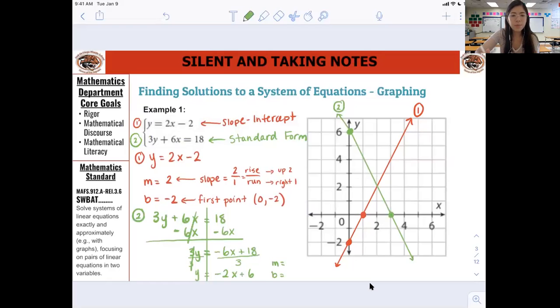So what is my slope? What is my y-intercept? Negative 2x is the slope. And the y-intercept is 6. Beautiful. And just like my first graph, I go to my y-intercept, and notice I already graphed this green line. I'm just going to do it again because that way we can see it the other way. But you'll see we end up with the same exact answer. So I go up to the 6. I put down my first point at 0, 6.